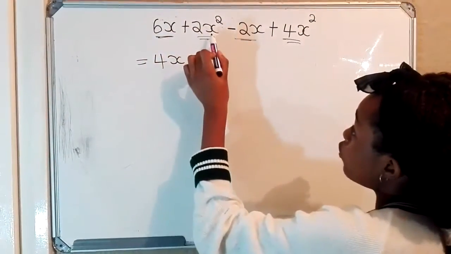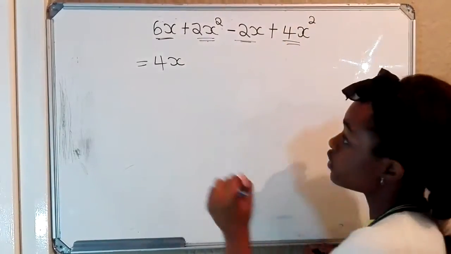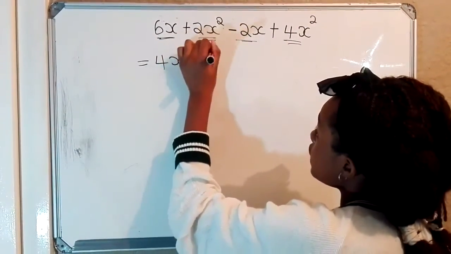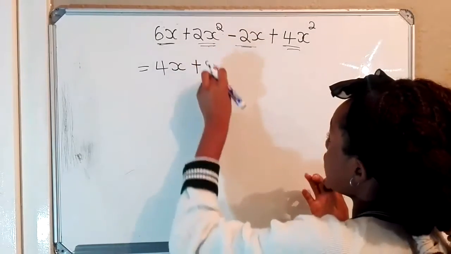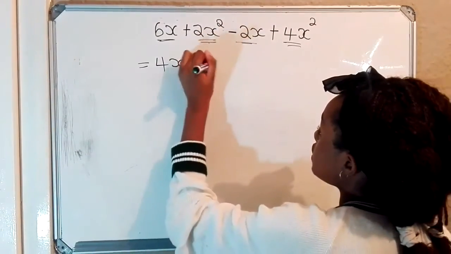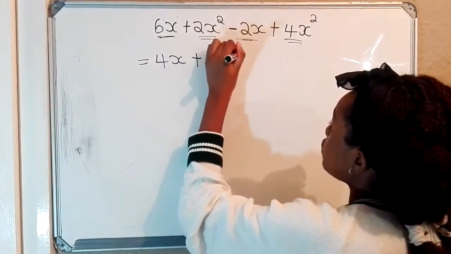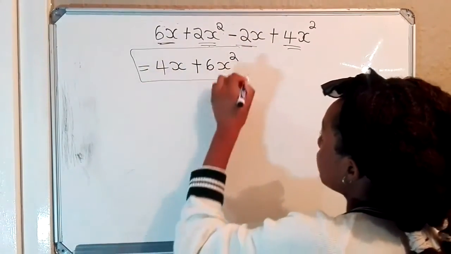We have 2x squared plus 4x squared gives you an answer of 6x squared. So we have 4x plus 6x squared. So this is our final answer, okay?